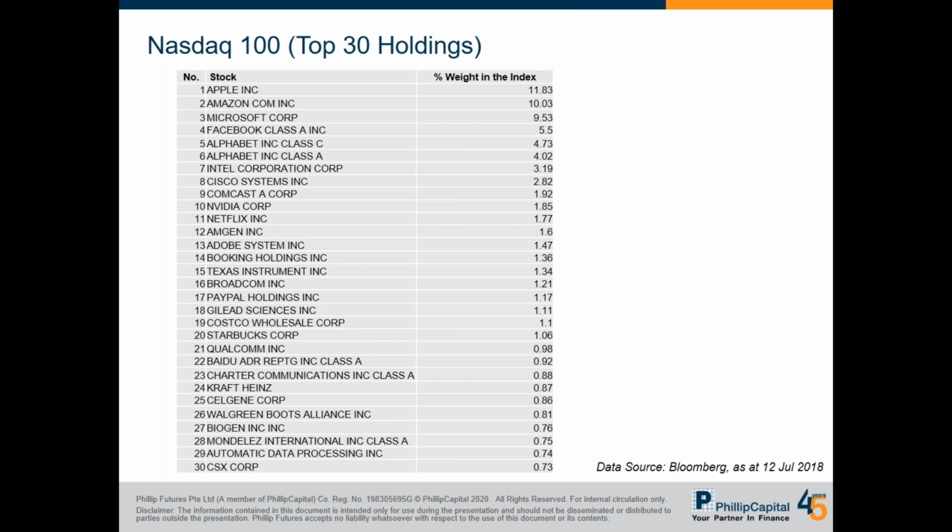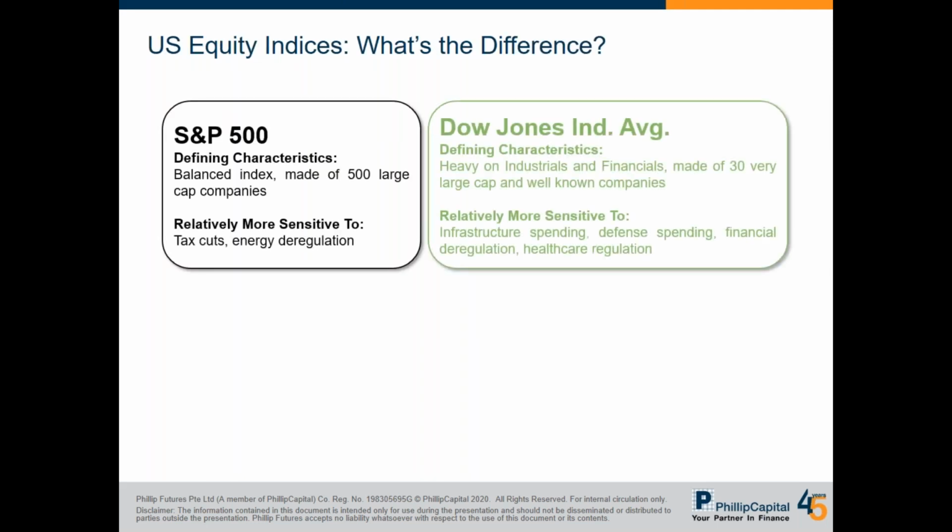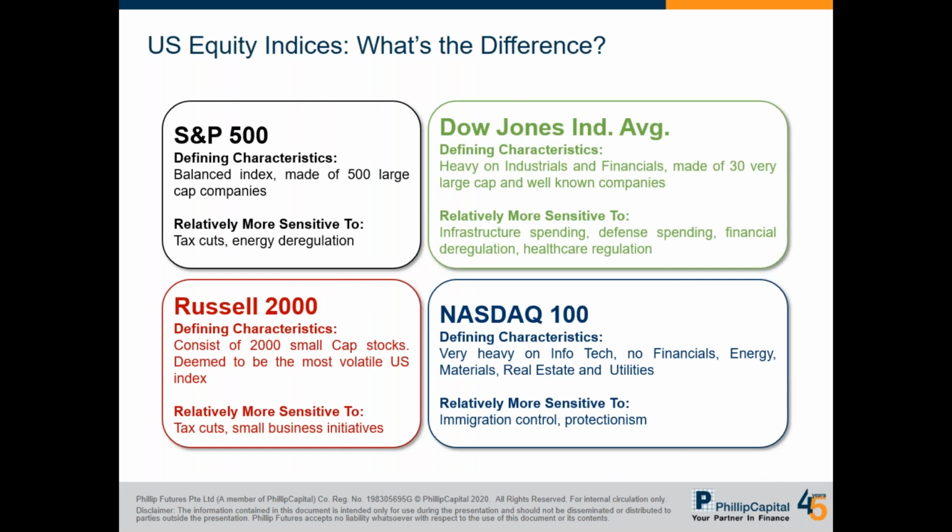So it really depends on which particular index you are more keen on in terms of sectoral exposure. So the main difference between the four indices is as follows. The first thing is that the S&P is made out of 500 large cap companies, and it's more sensitive to tax cuts and energy deregulation, etc., because it's more well diversified. For the Dow Jones, the main thing is that it's heavy on industrials and financials. So in terms of infrastructure spending, or right now even COVID, etc., it's more sensitive to that.